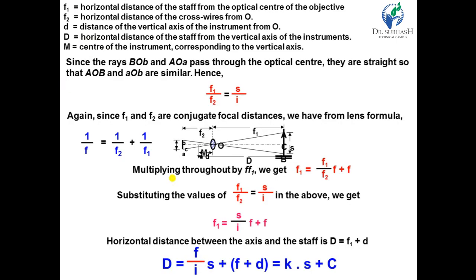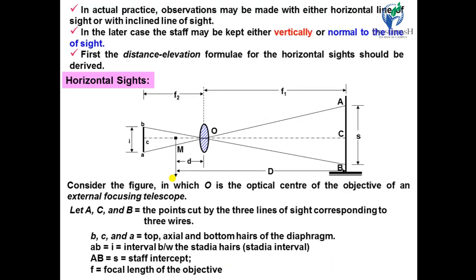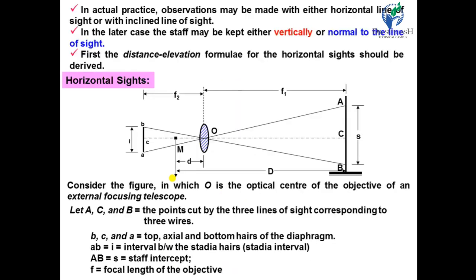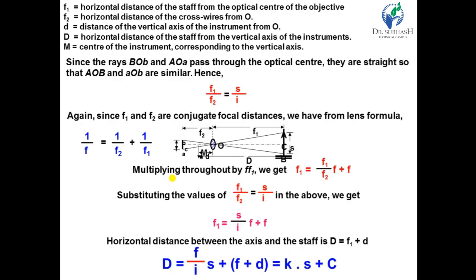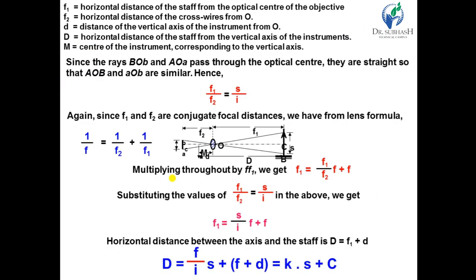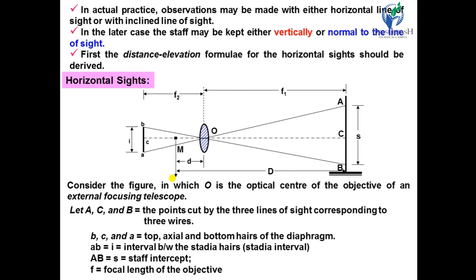Now F1 is equal to the horizontal distance from the staff to the optical center of the objective, and F2 is equal to the horizontal distance of the cross wires from O. D is equal to the distance from the vertical axis to the instrument. Now M is the center of the instrument, that is, the vertical axis of the instrument.